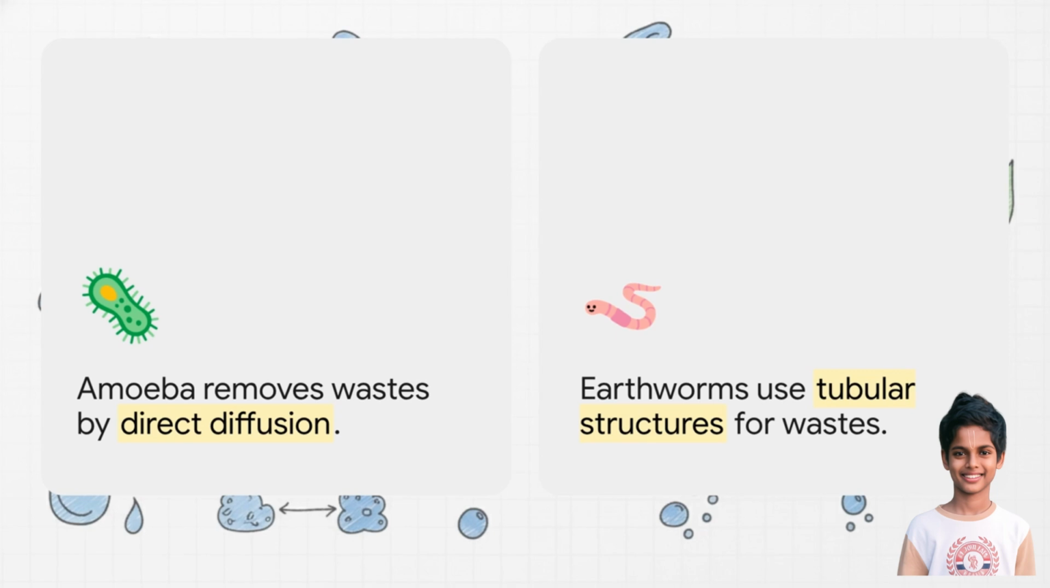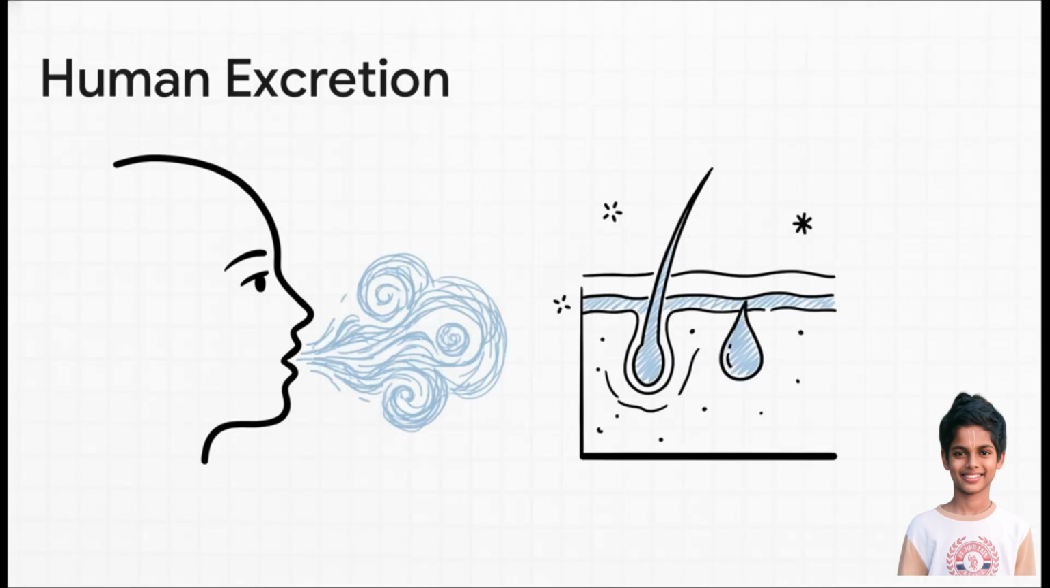But as we look at slightly more complex creatures, things like earthworms, insects, and leeches, they actually have specialized tubular structures designed specifically to expel their body wastes. And what about us humans? Our bodies have highly specific pathways to get rid of these chemical wastes. According to your syllabus, there are 2 key methods we need to focus on right now: exhaled air and sweat.